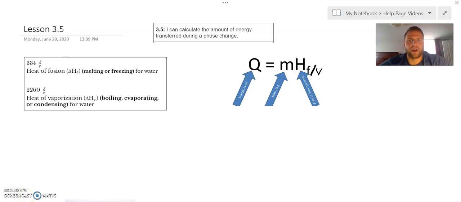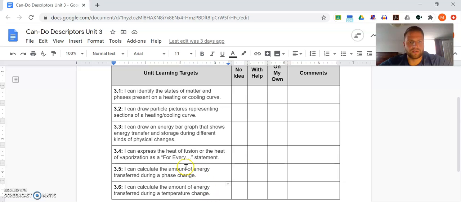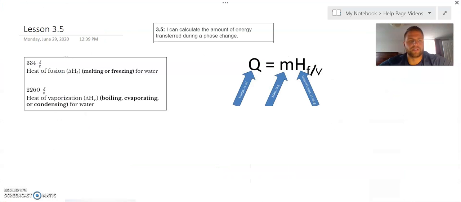Lesson 3.5 says: I can calculate the amount of energy transferred during a phase change. If we look at our descriptor sheet, 3.5 is listed here. That's the one we're taking care of in this video. Let's flip back and get the lesson started.